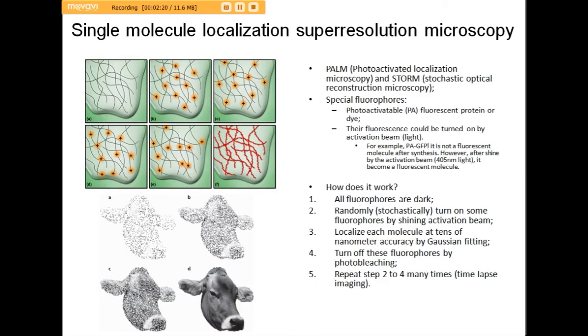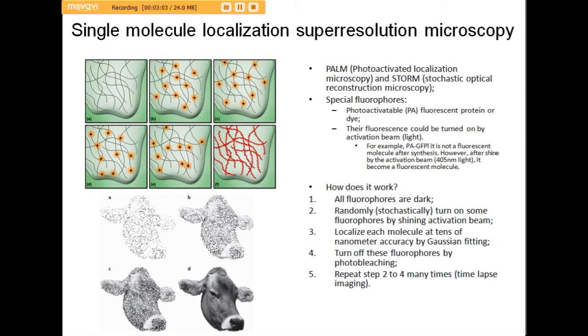So now let me introduce what PALM or STORM microscopy is. PALM stands for photoactivated localization microscopy, whereas STORM stands for stochastic optical reconstruction microscopy. Stochastic means random. From a technical point of view, PALM and STORM are slightly different, but they essentially use a very simple principle. So in this lecture, I use PALM and STORM interchangeably. To be simple, I just use PALM to represent both PALM and STORM.